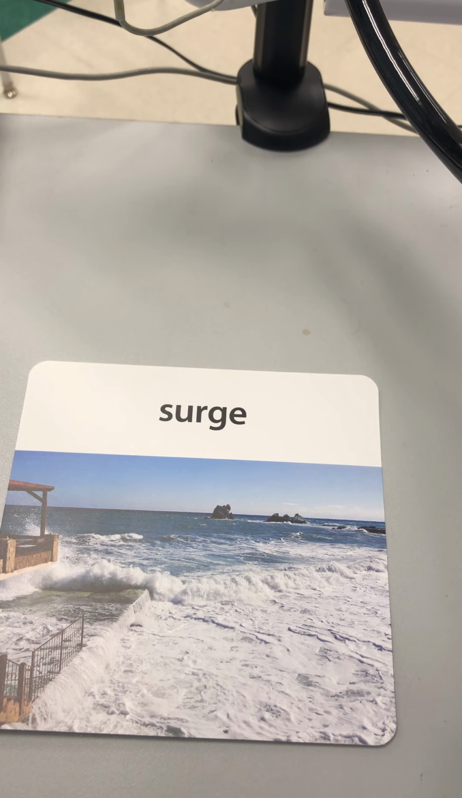Maybe the current. Okay, maybe the current. A storm surge on the ocean going forward.